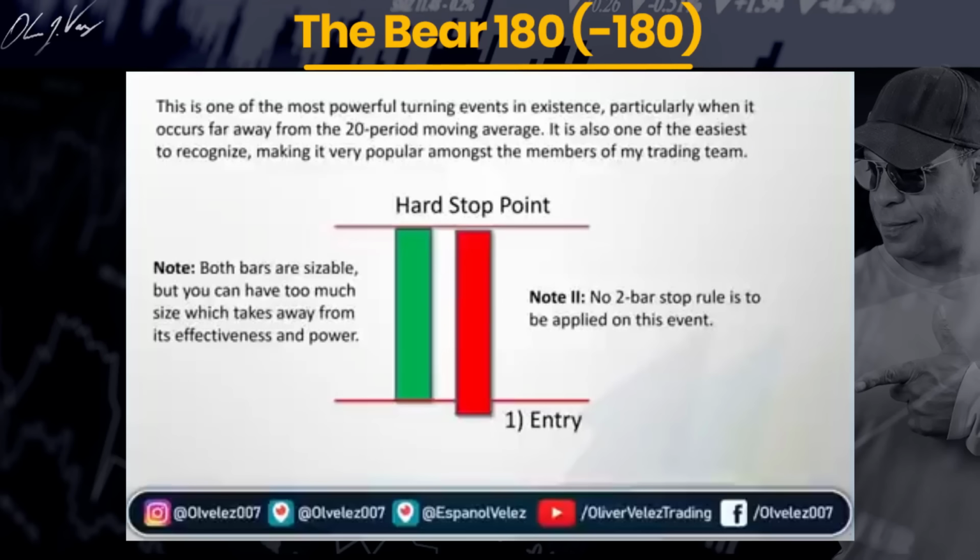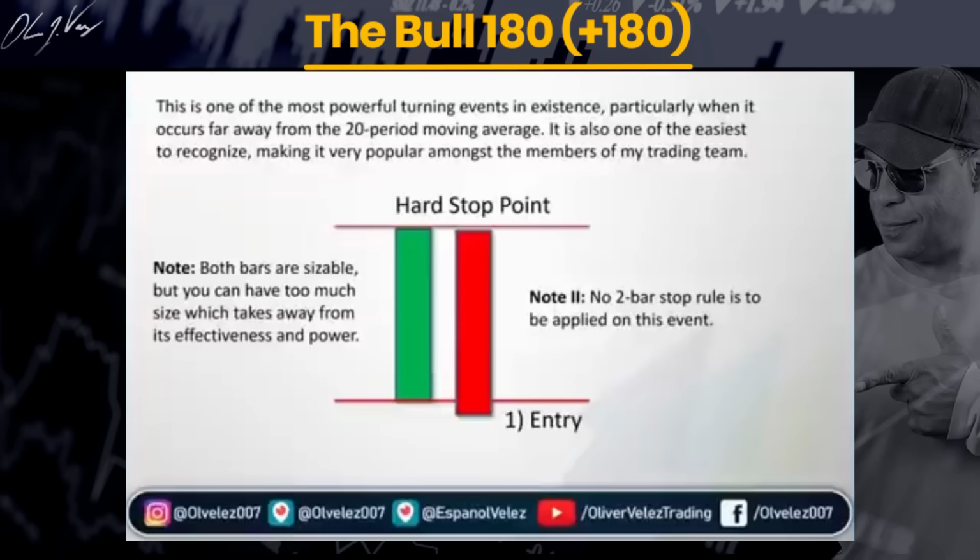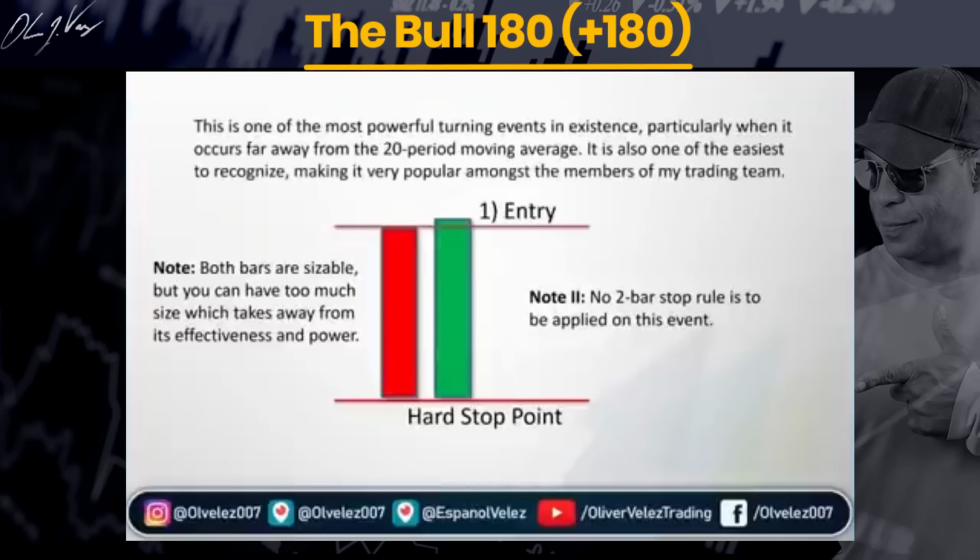Now, I have found that teaching a concept from the buy side is far more understandable than teaching it from the short side or the sell side. So let's start off with the bull 180. The first criteria of a bull 180 is that the stock that you're looking at displays a fat red bar. This bar here, a fat red bar. Now, I call this an elephant bar. We call these elephant bars.